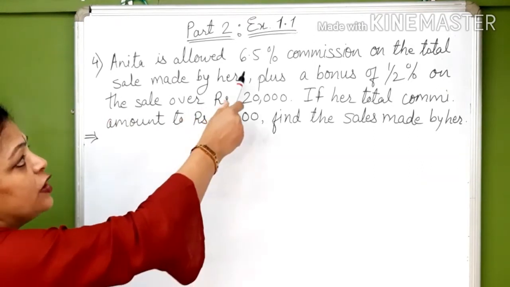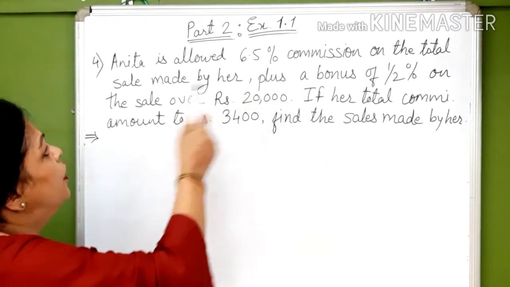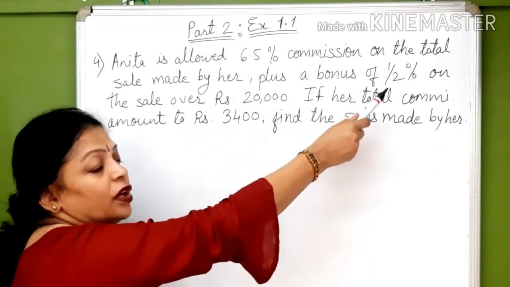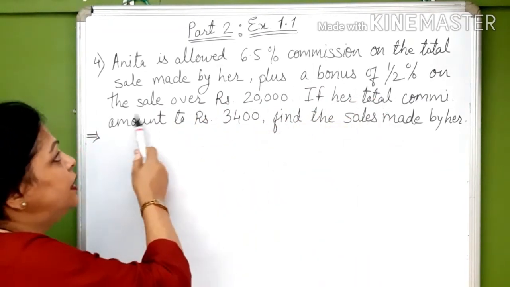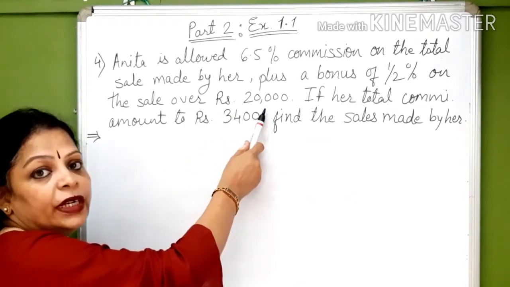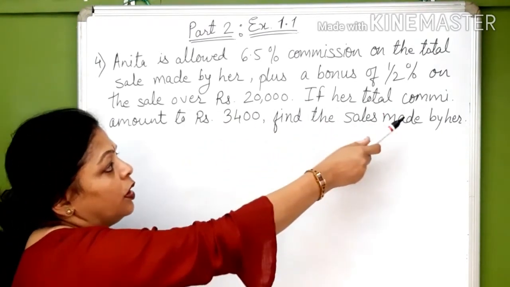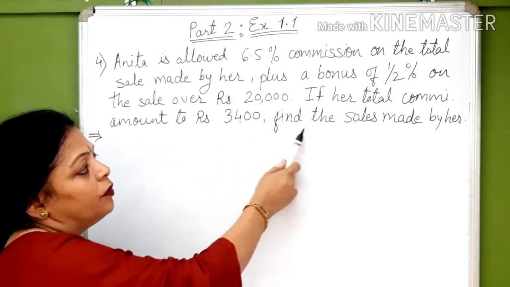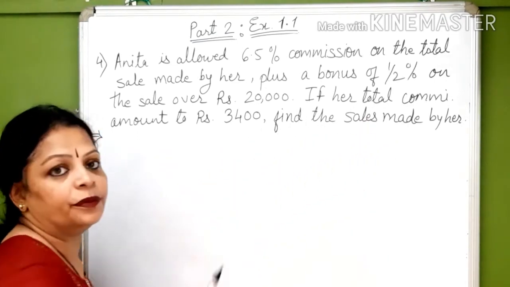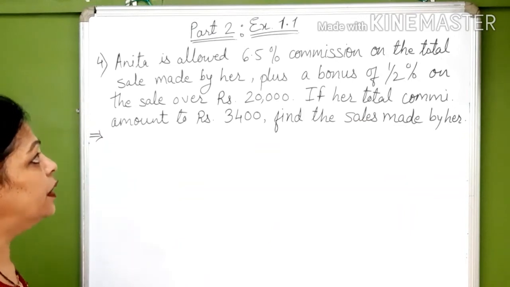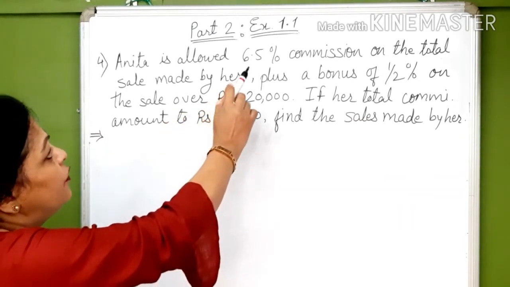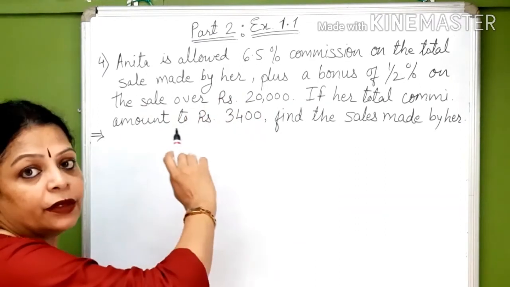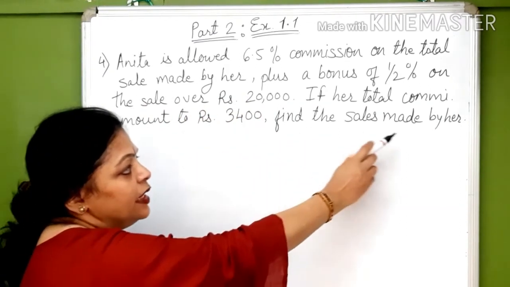Anita is allowed 6.5% commission on the total sale made by her, plus a bonus of 0.5% on the sale over rupees 20,000. If a total commission amounts to rupees 3,400, find the sales made by her. Now see students, over here they have given the rate of commission on the total sale made by her, and we have to find the sales made by her.